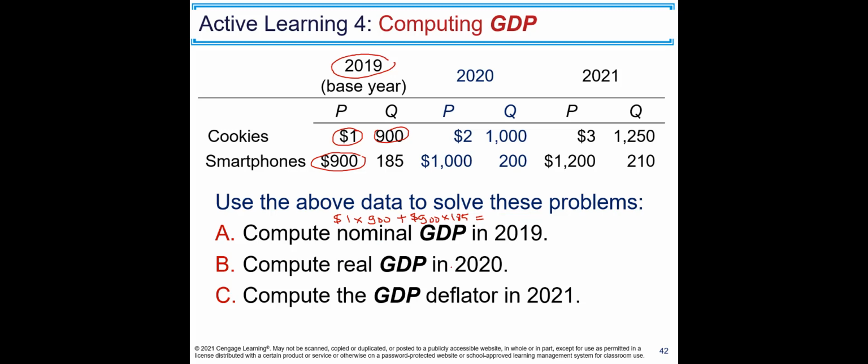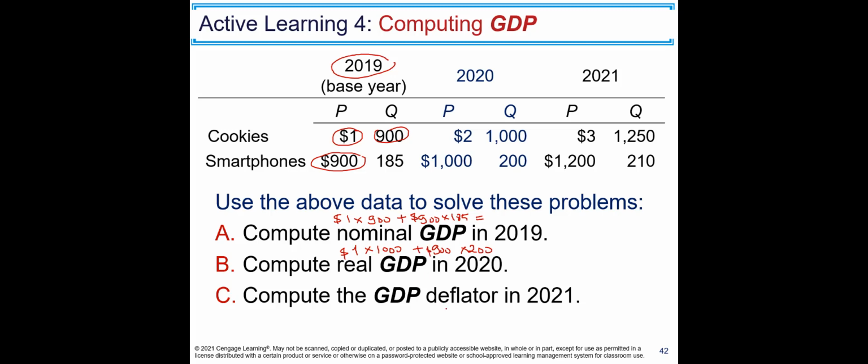Compute real GDP in 2020. We are going to get the quantities from 2020, 1,000 cookies, but prices are going to be from the base year, $1. Plus again, the quantities are from 2020, but prices are going to be from 19. That's how we calculate the real GDP.